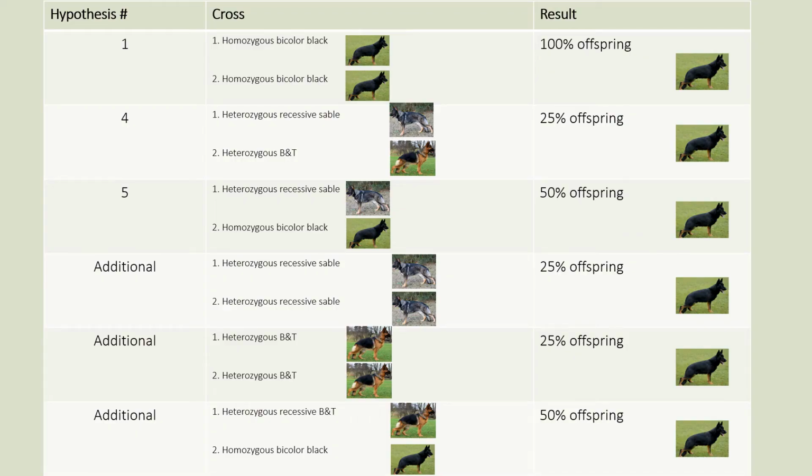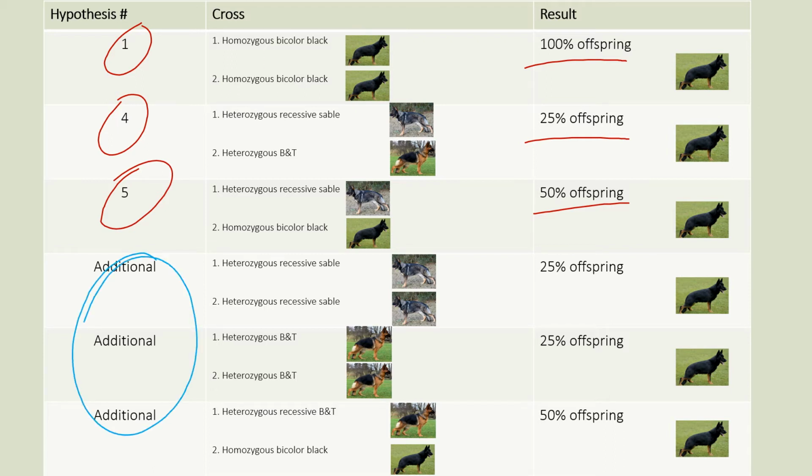And here is our conclusion. So this is everything that we've worked through. We have our hypotheses 1, 4, and 5. Those are the Punnett squares that we did. Those are the ones that we worked through. They left us with either 100% bicolored black offspring, 25% bicolor black offspring, or 50% bicolor black offspring. So those are all potential combinations for Sessa's parentage.